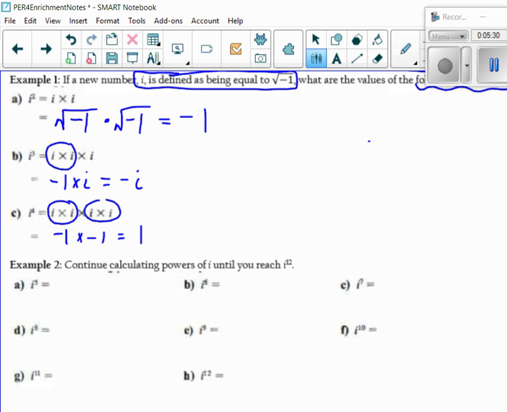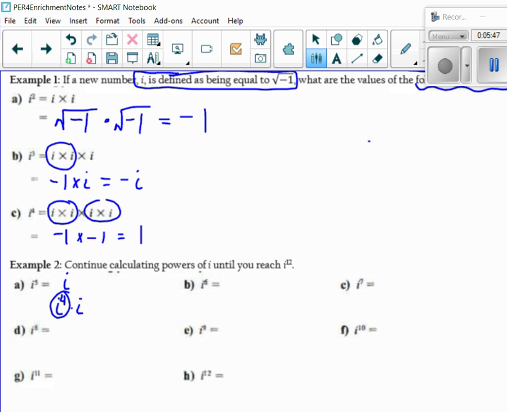Okay, so let's write it out. You would get i. How did I get i? Because this was i to the power 4 times a leftover i. What was i to the power 4 equal to? 1. So do you see how I'm getting i out of this?